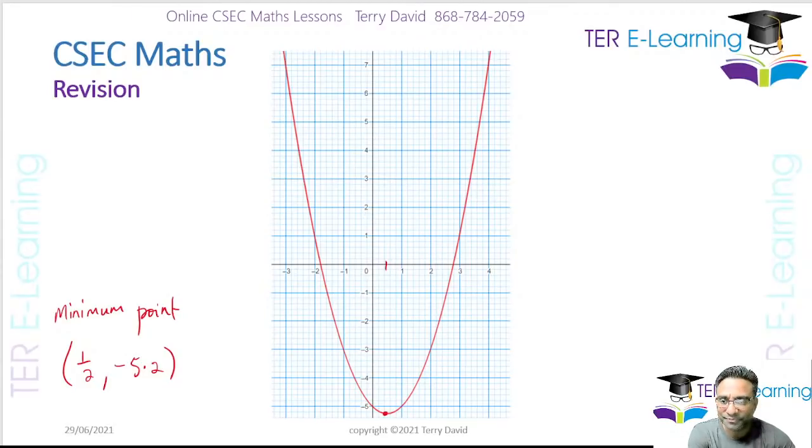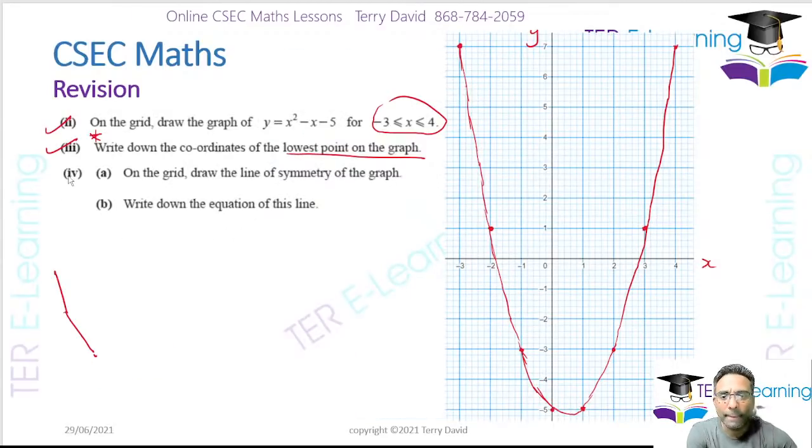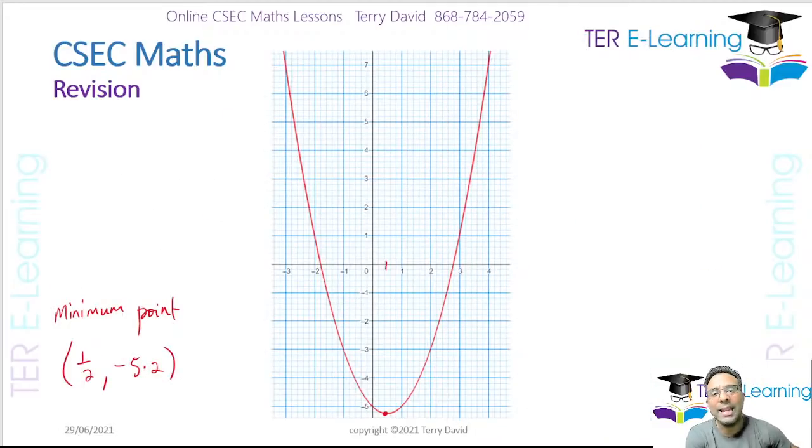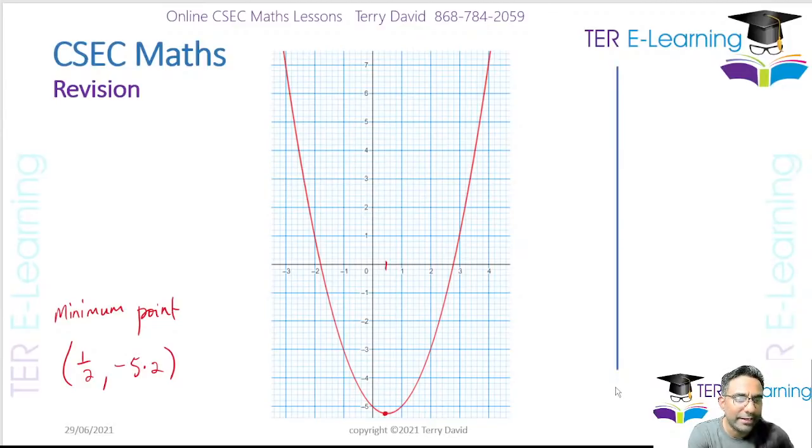So on the grid, draw the line of symmetry on the graph. And the next part, write down the equation for this line, right? So here's what a line of symmetry is. You all need to know that a quadratic graph is symmetrical about a vertical line. What that really means is that if I fold my quadratic along that line, the graph is going to line up exactly left to right.